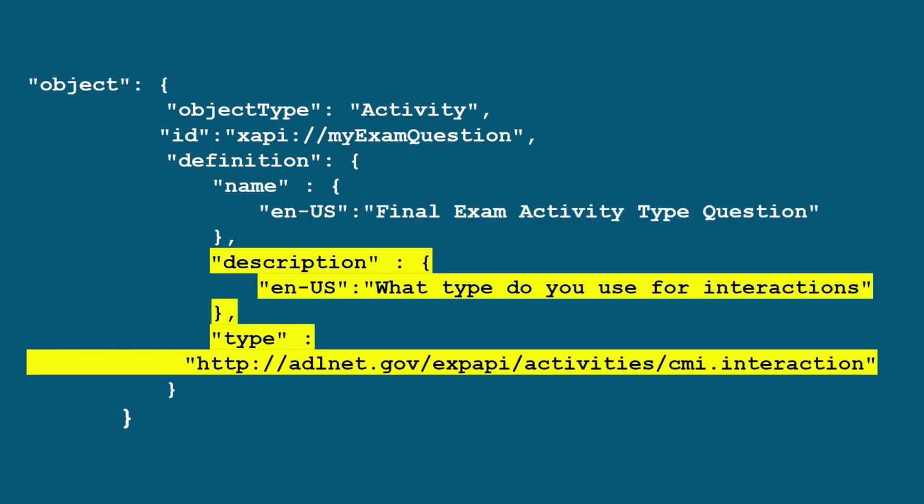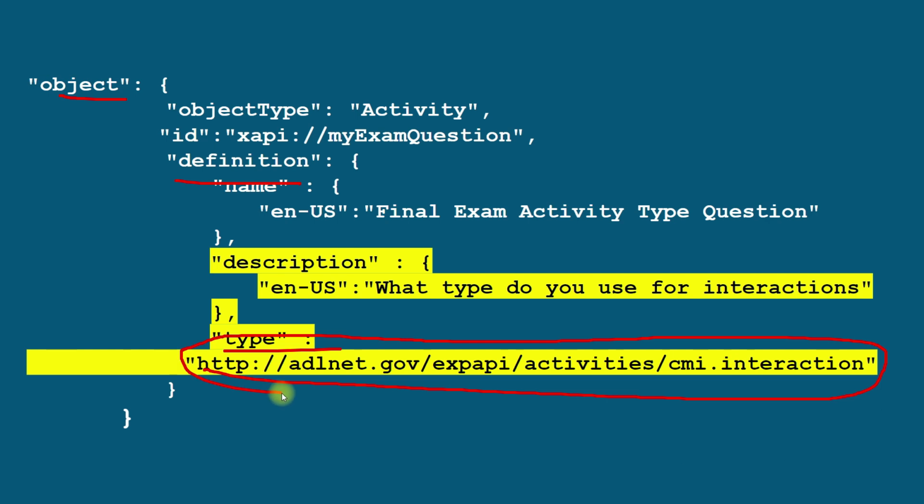Next thing is the description. The description, you'll see, has the question text. What type do you use for interactions? We'll render this as what was displayed to the user on the screen, so the description is a good place to put that. And then I've also highlighted type here. And the type is the thing that I mentioned before is pretty important. So object definition type is equal to this string.